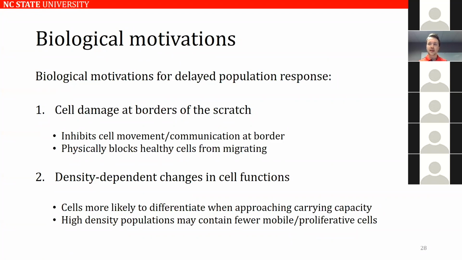Another biological motivation comes with changes in density-dependent cell functions. Cells tend to differentiate when approaching carrying capacity, and differentiation means that they can lose their ability to diffuse as well as proliferate into new cells. And so high density populations may contain fewer of these mobile and proliferative cells, and that could motivate why there's an observed time delay in the time it takes for the cells to start diffusing and proliferating into that scratch zone.